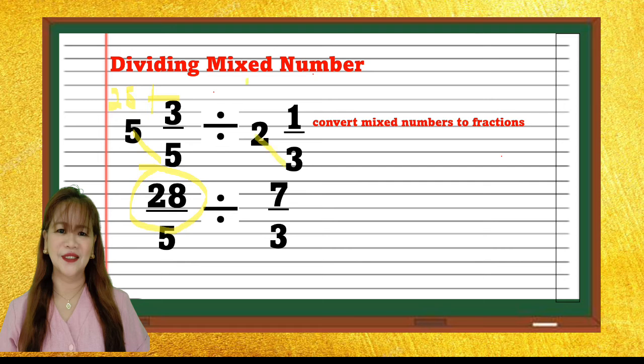And then the other one is 7/3. 2 times 3 equals 6 plus 1 equals 7. And then 28/5 times. Pinalitan natin ang divide ng times. And then, kinuha natin yung reciprocal ng 7/3. Nagiging 3/7. Ngayon, ito, pwede tayong mag-cancel. 28 and 7. Cross-cancel. Ano kaya pwede natin i-divide sa 28?